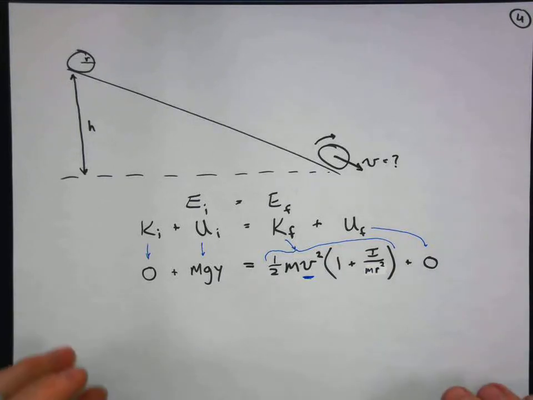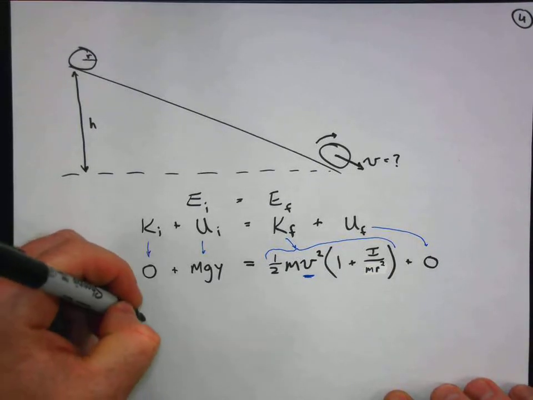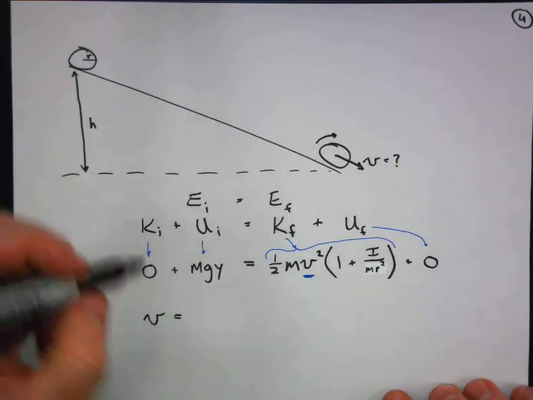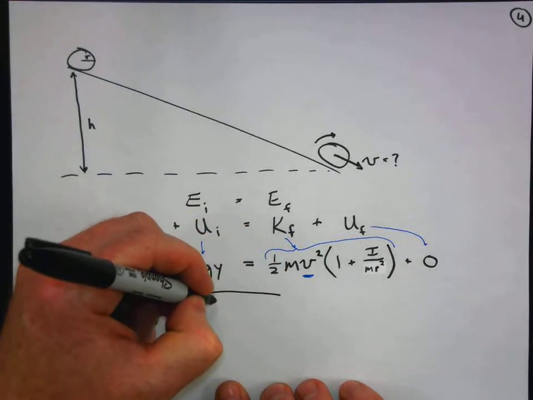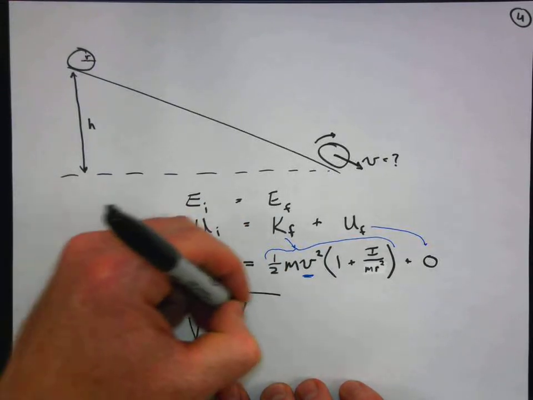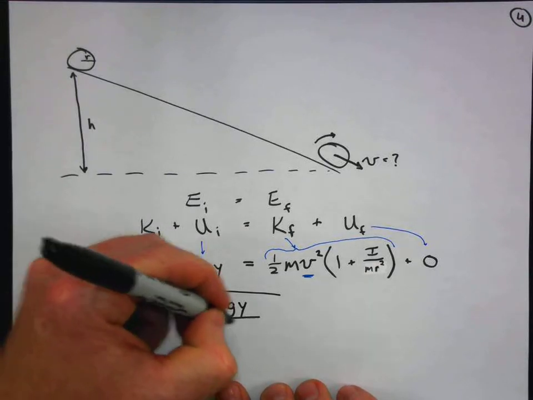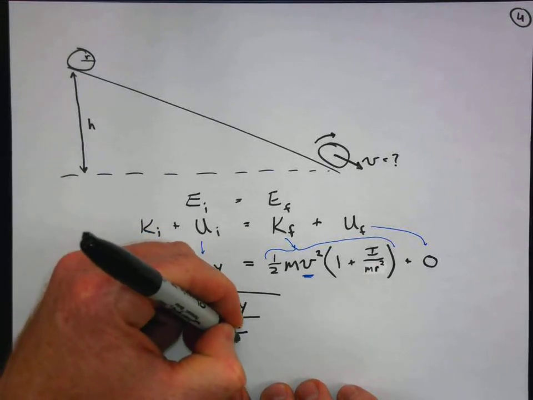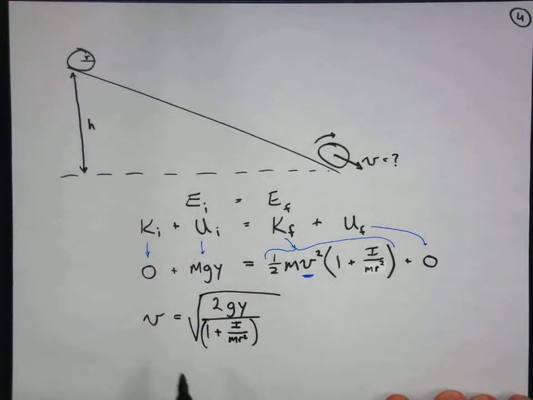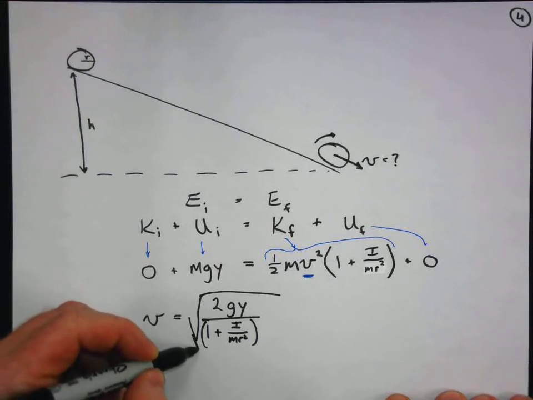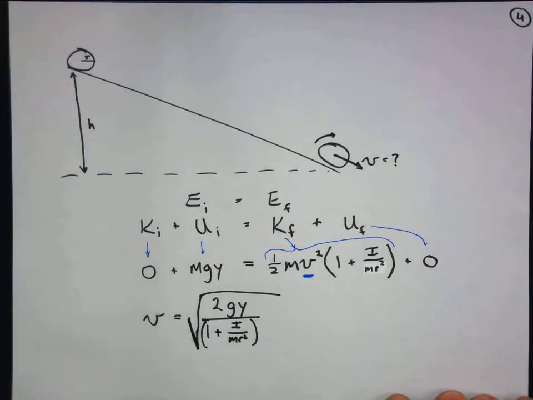So here we go. I'm going to spare you some algebraic manipulation. It's a good exercise to work through, but I want to save time here in the video. So we end up with the square root of 2gy divided by 1 plus I over m r squared, and the whole thing is under the radical. Sorry, my radical didn't quite go down far enough. There you go. Okay, so this is interesting. This would allow us to find that velocity at the bottom of the ramp.